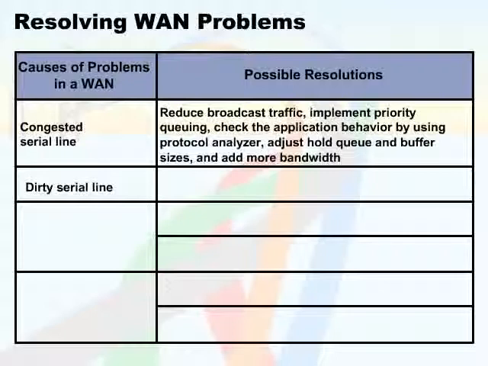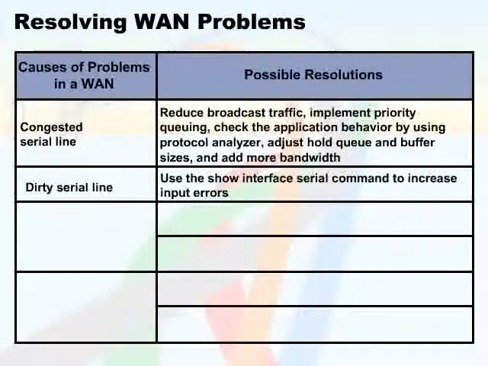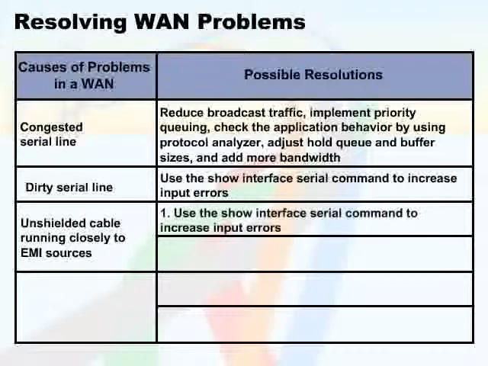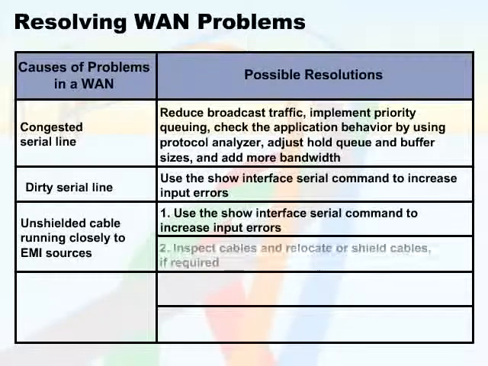In the case of a dirty serial line, we'll use the show interface serial command to look for increasing input errors. In situations where an unshielded cable runs too close to electromagnetic interference sources, or EMI sources, we use the show interface serial command to look for increasing input errors. We should also inspect cables and relocate or shield the cables if required.